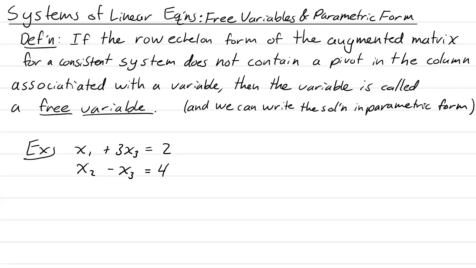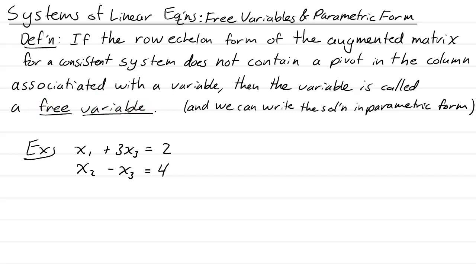Hello, let's look at free variables and parametric form. This is a definition we're going to use a lot. Free variables are going to come up a lot in the class. So let's read this. If the row echelon form of the augmented matrix for a consistent system does not contain a pivot in the column associated with a certain variable, then that variable is called a free variable.